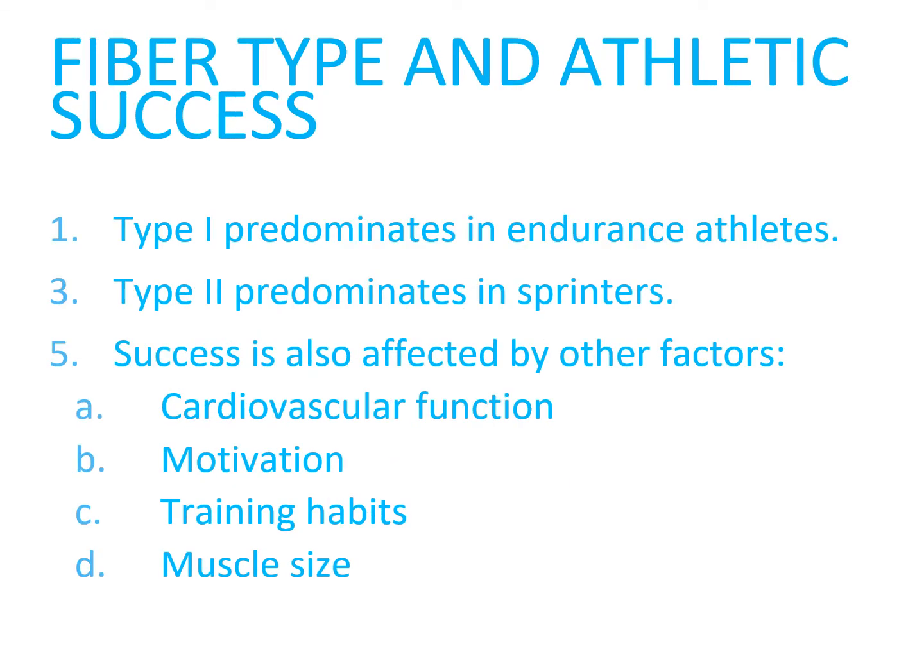So, can we use fiber types to determine athletic success? We do know that type 1 muscle fibers tend to be predominant in endurance athletes, and we know that type 2 muscle fibers tend to predominate in sprinters and other explosive athletes. However, success in athletics is also affected by other things, like your cardiovascular function and conditioning, an individual's motivation, their training habits, and their muscle size. So while muscle fiber type does help give us some insight into somebody's potential for athletic success, there are a lot of other factors that come into play.